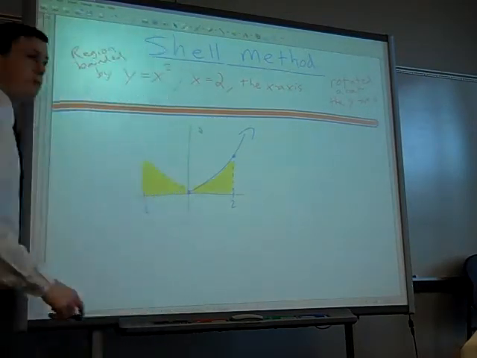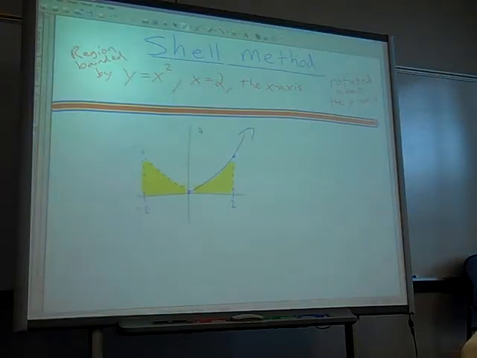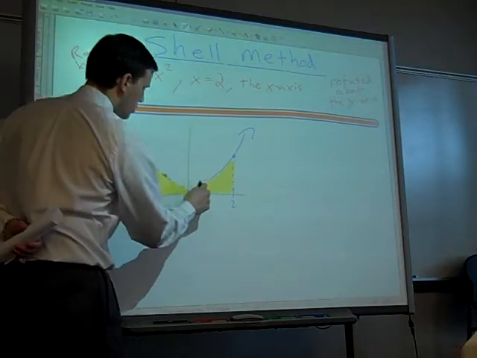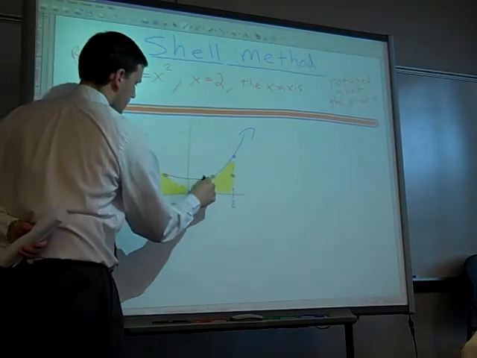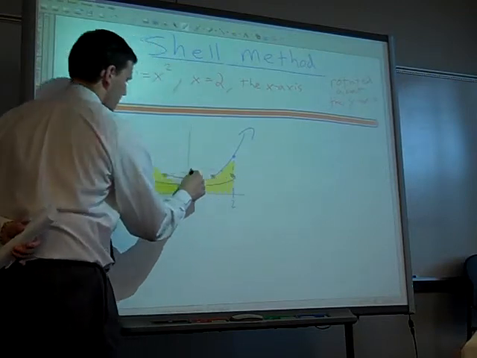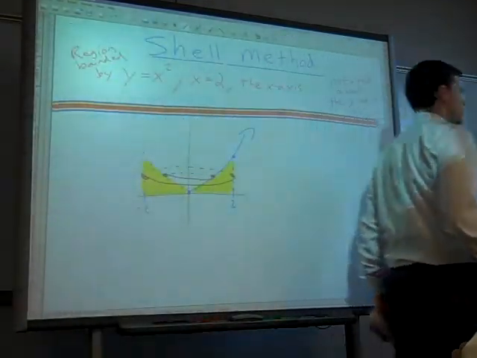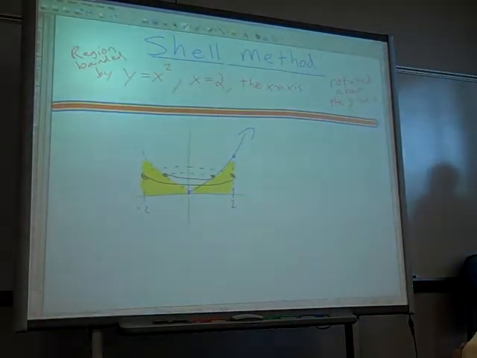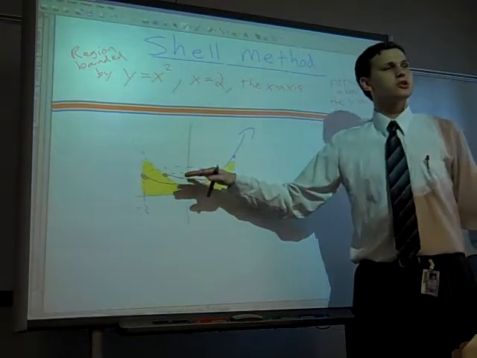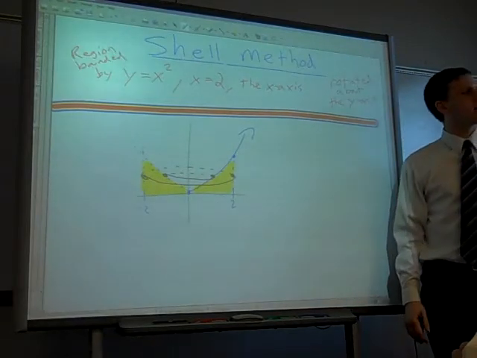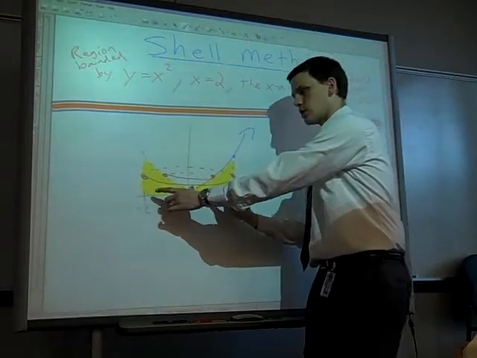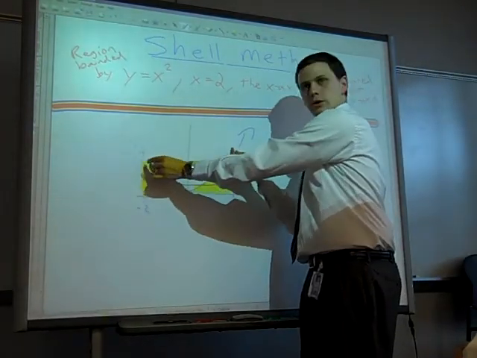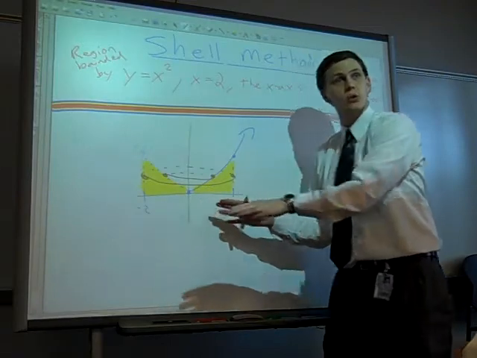Well, actually, first, let me draw the washer method to review. The washer method took a cross-section like that, and so you have these washers stacked on top of each other. So as these washers are sliding, are they sliding along the x-axis or the y-axis? The y-axis, because they're stacked on top of each other. And down here, your washers are really thick. Up here, they're really, really skinny. Okay, that's the washer method.